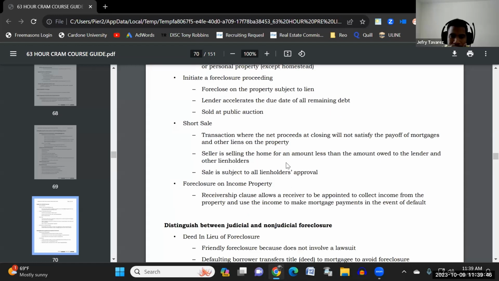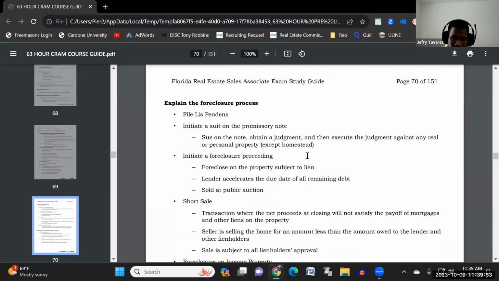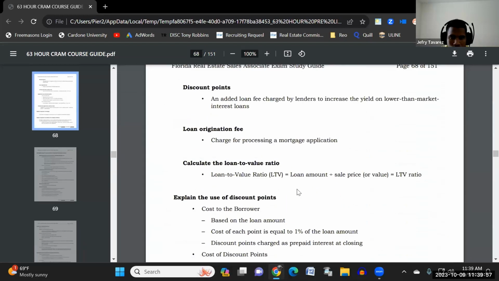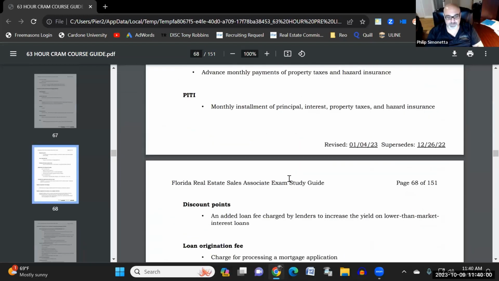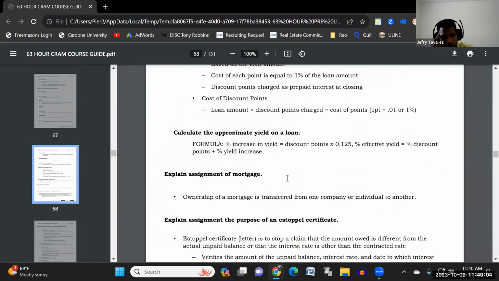Got it. Okay. I have a question. We're on page 70 right now, but I want to go back to page 68. Go ahead. I think it was a estoppel letter. I just want to double check if I have a good thought on that.